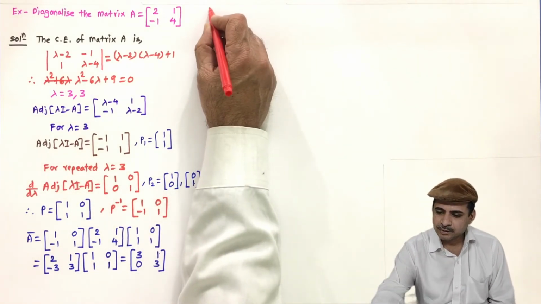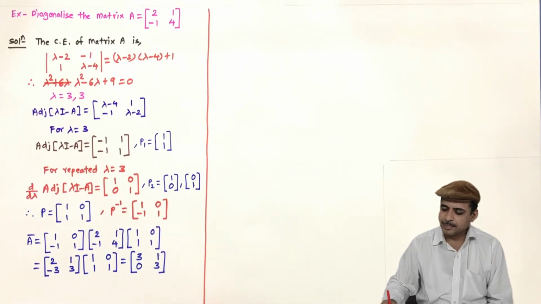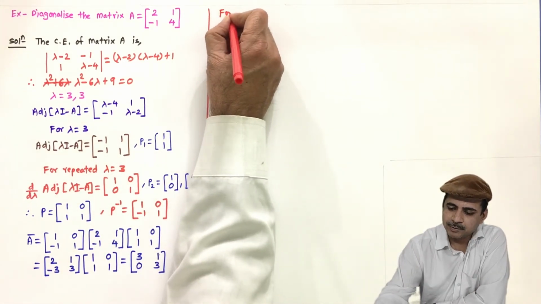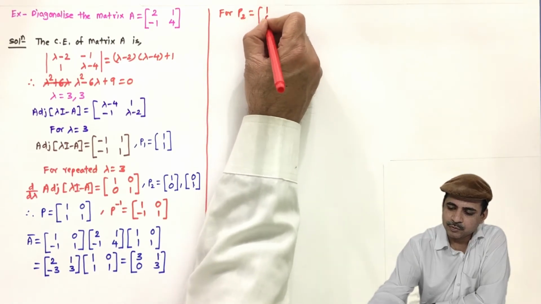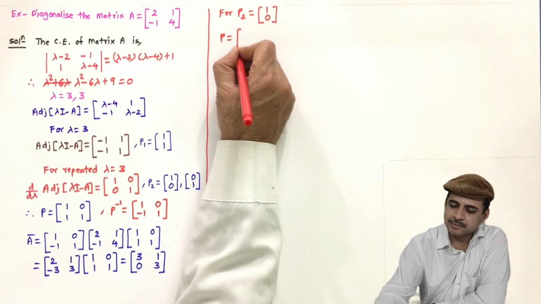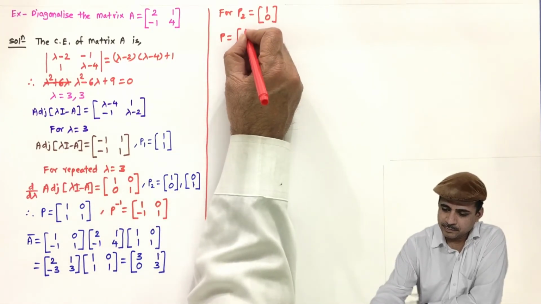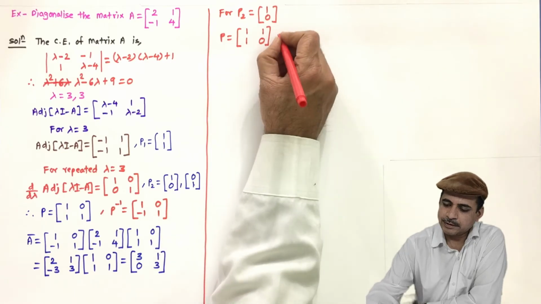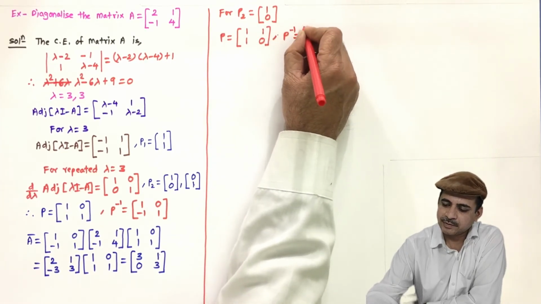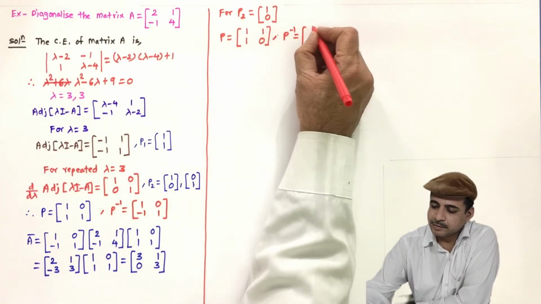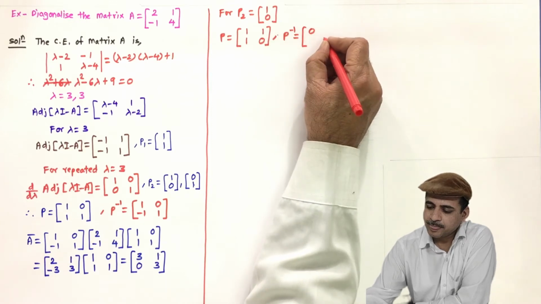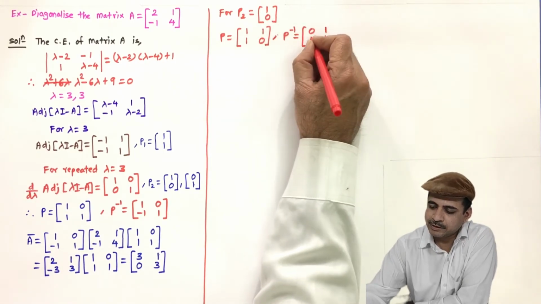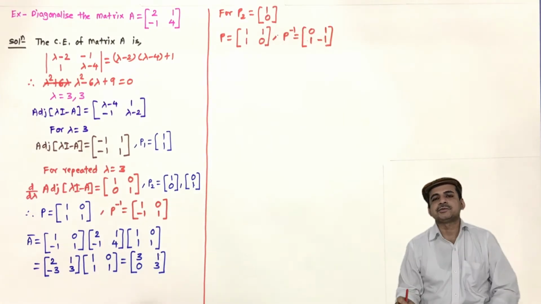Now let us do it with P2 equal to 1 0. So then for P2 equal to 1 0, the matrix P is 1 1 1 0, and then the matrix P inverse will be: this will be 0, this will be 1, and these two will be minus 1, but the determinant is minus 1, so this will be 1, this will be 1, this will be minus 1. This is P inverse, you can find it.